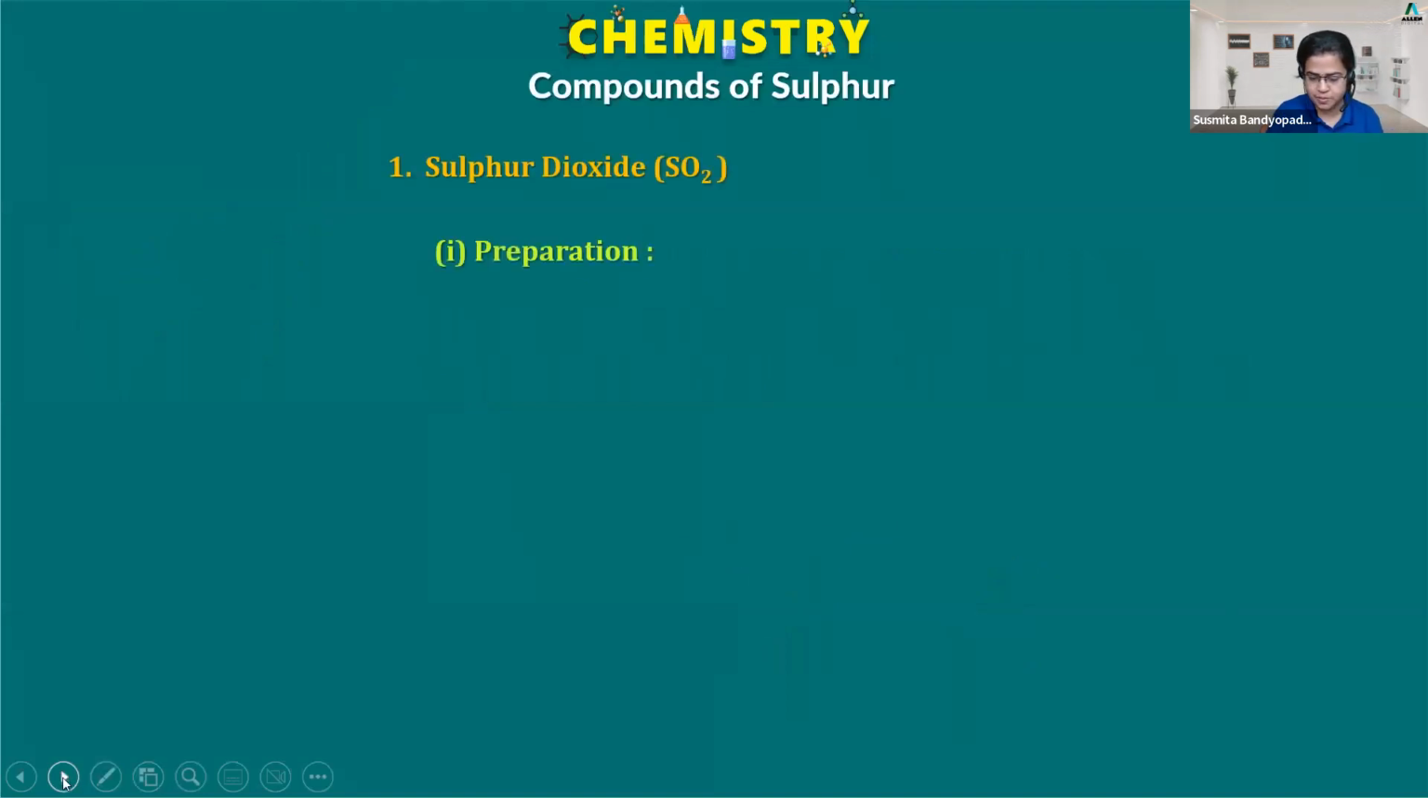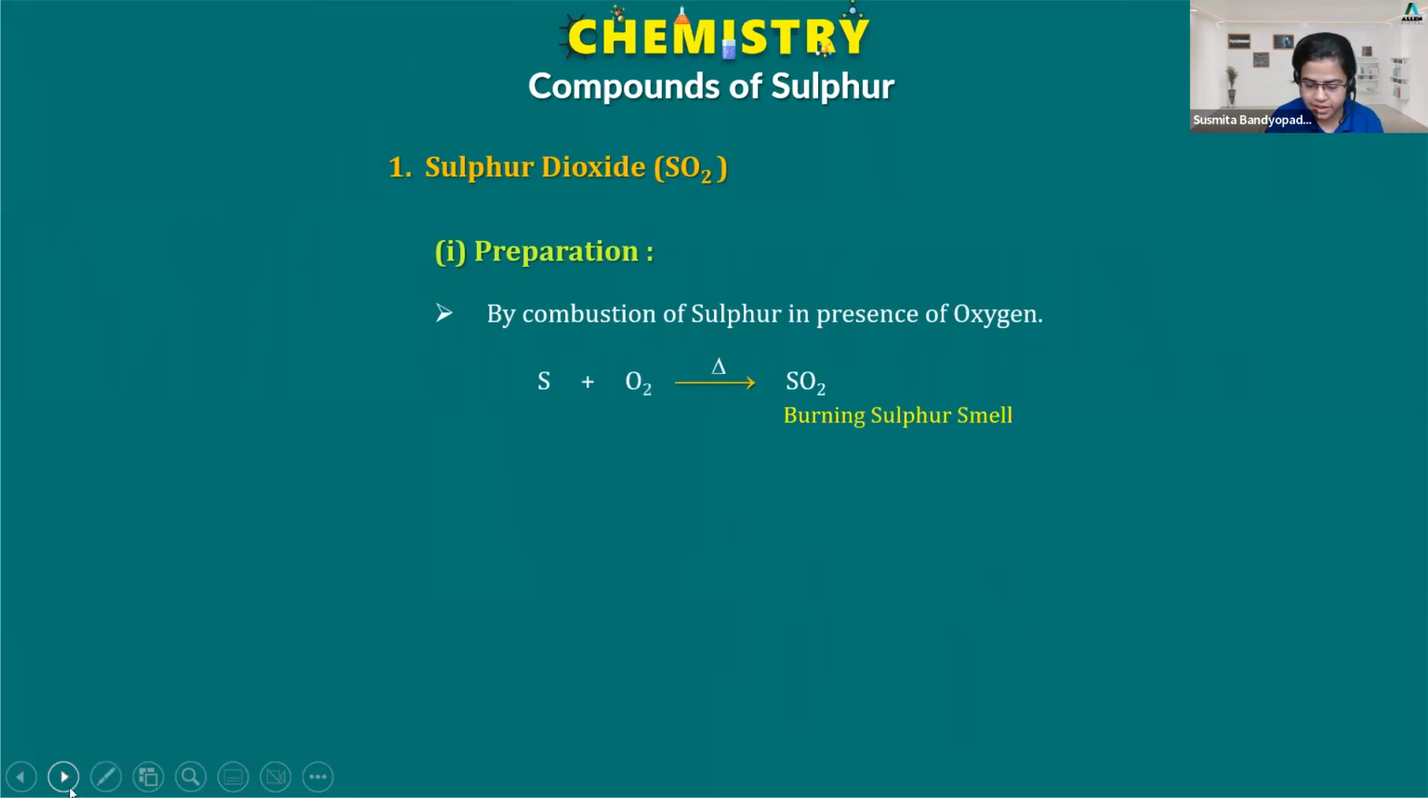Sulfur dioxide. Preparation: burn sulfur in the presence of air or oxygen. SO2 is a very powerful pollutant. When it dissolves in rainwater, basically SO2 is less stable than SO3.